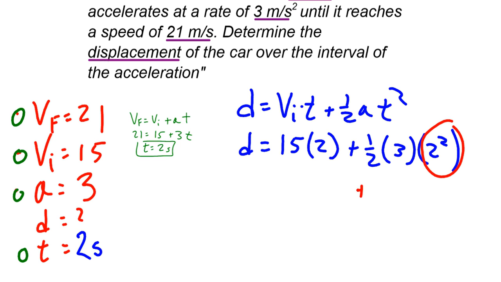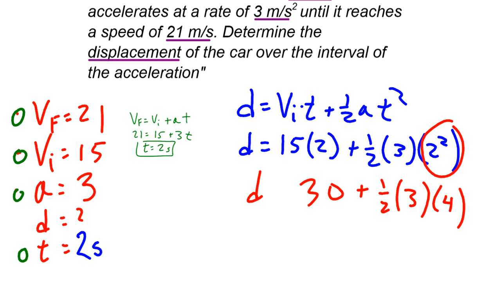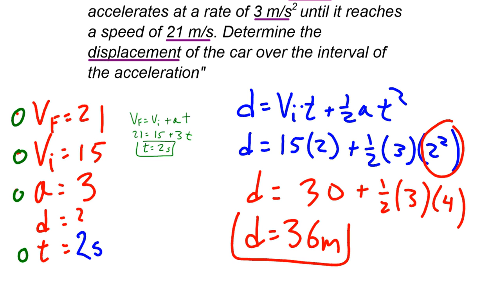So I'll do that last term first. It's 1/2 times 3 times 4, plus 15 times 2, which is 30. Really be careful that you're only squaring that time. That's a really common mistake people make. So I do the 1/2 of 3 times 4, that comes up to be 6, plus the 30, and I get a displacement once again of 36 meters, this way, solving for time first. So there's two ways to solve this problem.